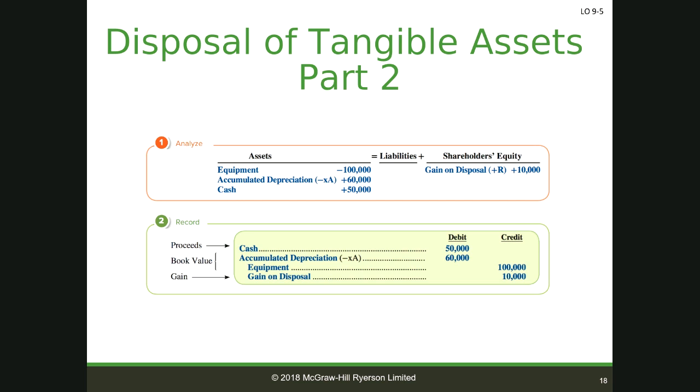So we have a credit to equipment, debits of 110,000, credit of only 100,000. So we need an additional credit. The way we accomplish that is we credit gain on disposal $10,000 in this case. Okay, gain on disposal.